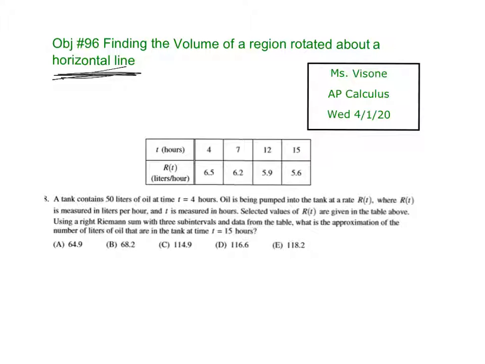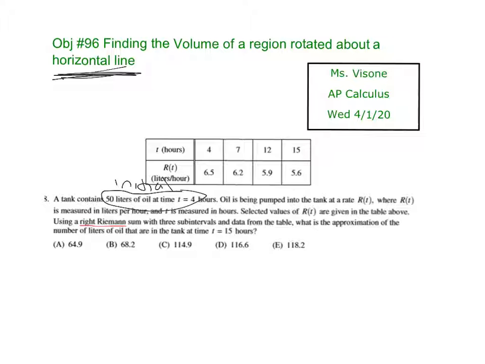It says a tank contains 50 liters of oil at time t equals 4. So notice that's your initial amount. Oil is being pumped into the tank at a rate R of t, where R of t is measured in liters per hour, and t is measured in hours. Select values of R are given in the table above. Use a right Riemann sum.